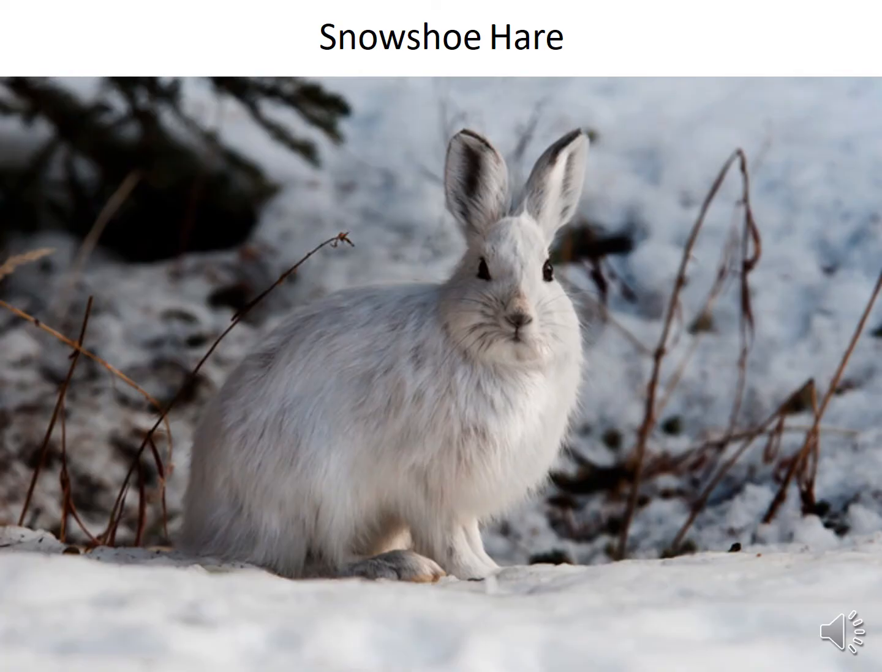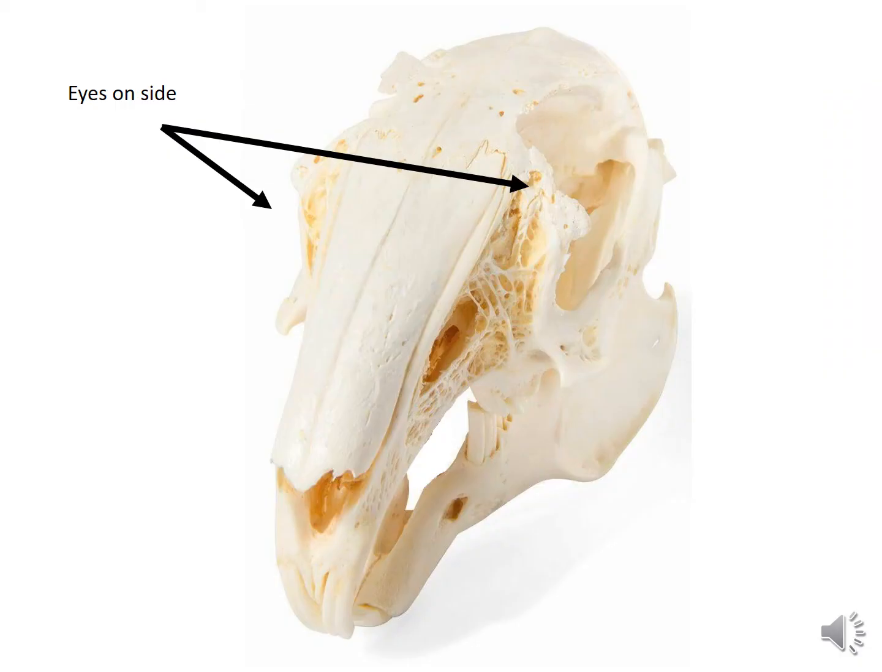This snowshoe hare is hunted by many different animals. It is a prey item. Its eyes are on opposite sides of its head, giving it the widest view to watch for predators. With eyes located on the side, hares can see predators coming from many different directions.